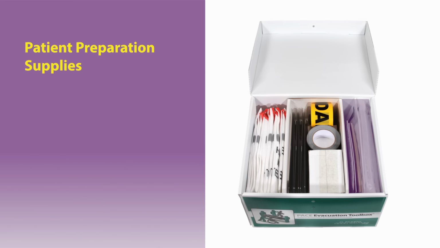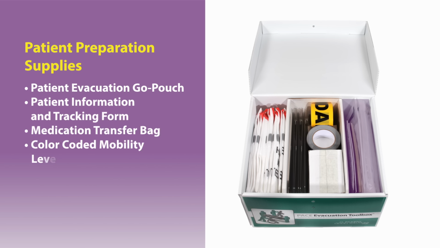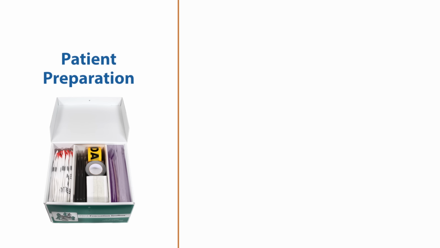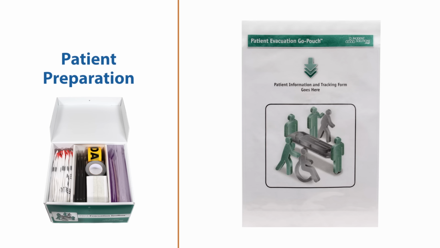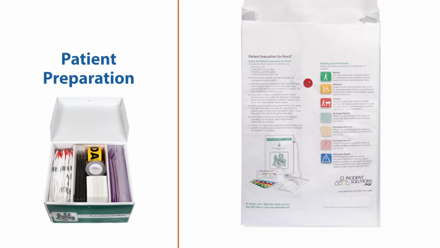Next is the patient preparation section that prepares and organizes patients for movement. This section includes the Patient Evacuation Go Pouch, Patient Information and Tracking Form, Medication Transfer Bag, Mobility Level Wristbands, Go Pouch Clip, Patient Assessment Door Sign, and the Evacuation Door Sign. The main component of this section is the Patient Evacuation Go Pouch. This durable, gusseted Tyvek envelope stays with the patient through the evacuation process. The contents of this pouch secure patient information, medication, and supplies.